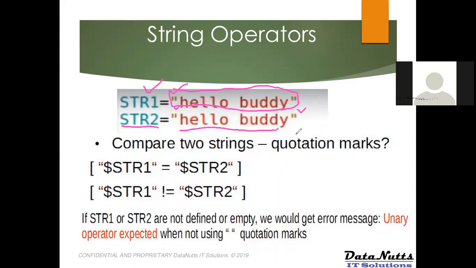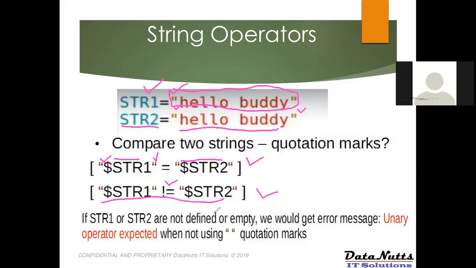Now, if you try to compare these two strings, then you have to use the quotation marks. Here you can see, I want to compare string 1 with string 2. So you have to mention your str1 variable in the quotation marks. You have to also mention the str2 variable in quotation marks. If the two strings are equal, the result of the condition will be true. If the two strings are not equal, here the result will be true. So here the not equal to operator is used.